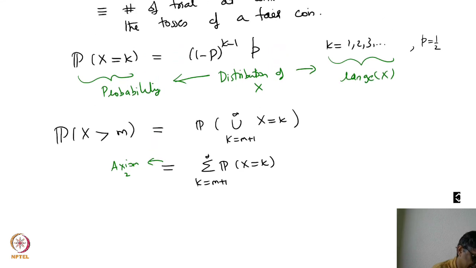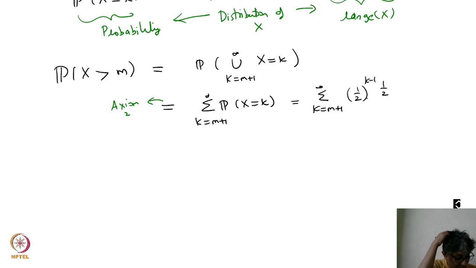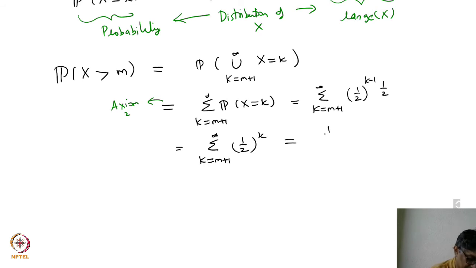So what I would get is the same as the sum from k equals n plus 1 to infinity, 1 half to the power k minus 1 times 1 half to the power 1 half. Of course, I'm writing it in a little sloppy way. You have to justify it as a limiting object. So that's the same as the summation k equals n plus 1 to infinity of 1 half to the power k. And if you do a geometric sum, you would just get 1 half to the power n.